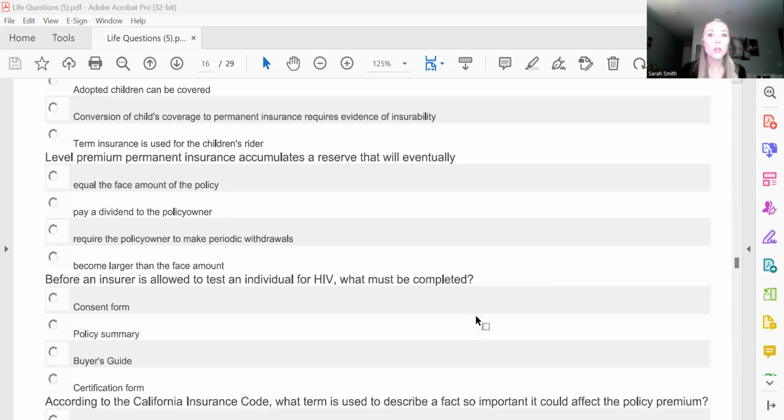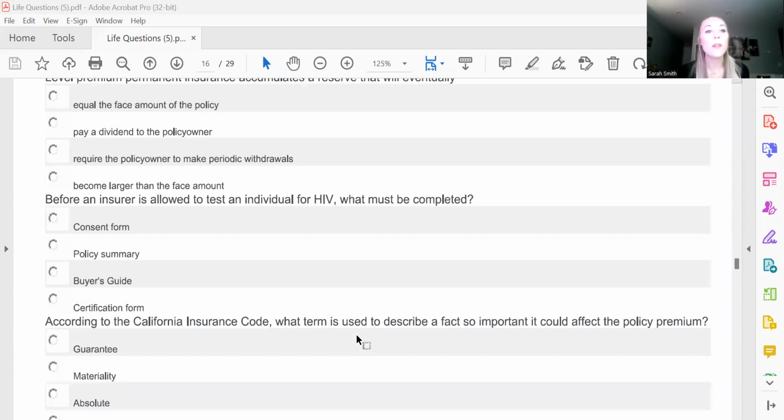Before an insurer is allowed to test an individual for HIV, what must be completed? A consent form. I think that makes sense.